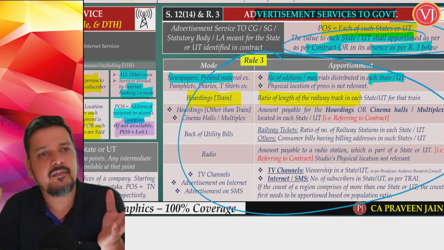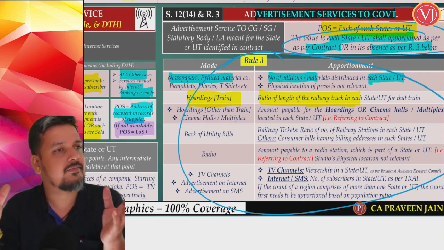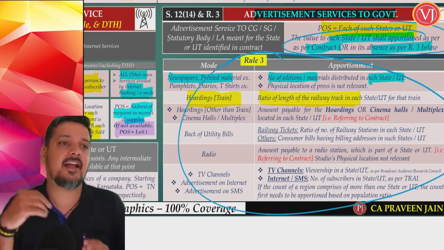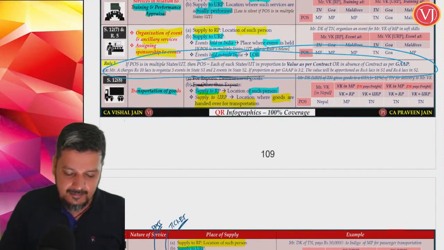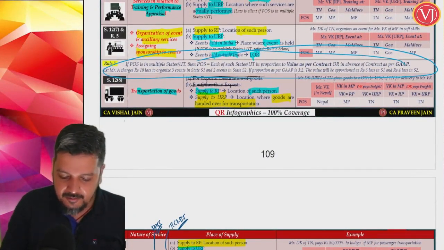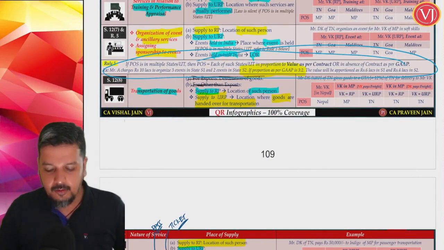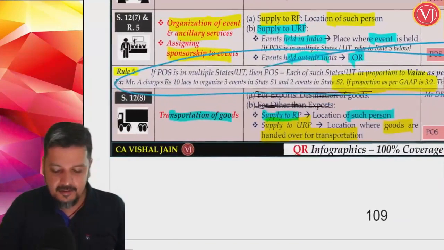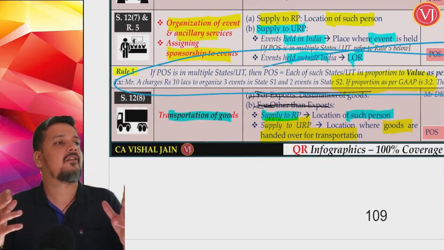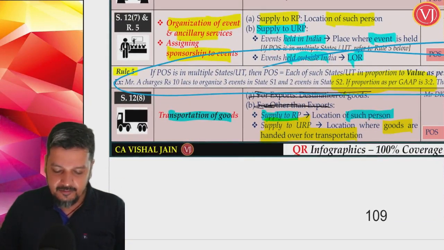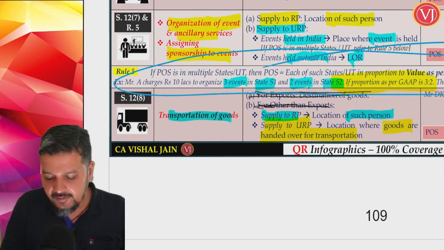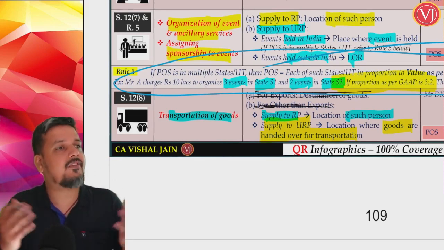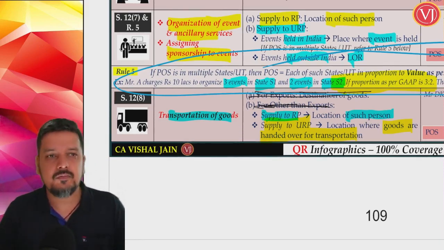Rather, Rule 5 does not even give an answer. At least Rule 3 and Rule 4 take efforts to give an answer. Rule 5 tells that it is on the basis of generally accepted accounting principles. If there is an event in 2 states, there are totally 3 events in state 1 and 2 events in state 2. What will be the logical bifurcation? 3:2.